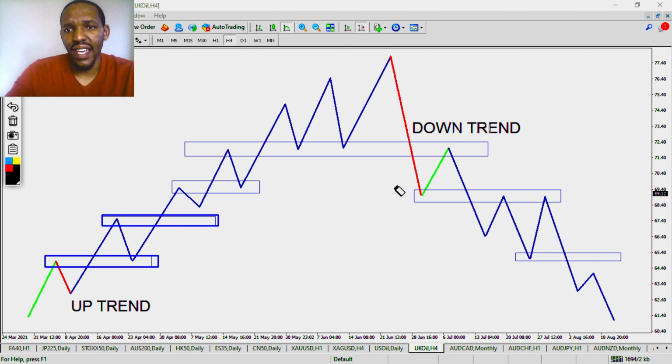It pulled back right there, and then what happens is that you look for your sells at this area right there. That's where you look for your sells. This is a medium pullback. We move on to the next one.